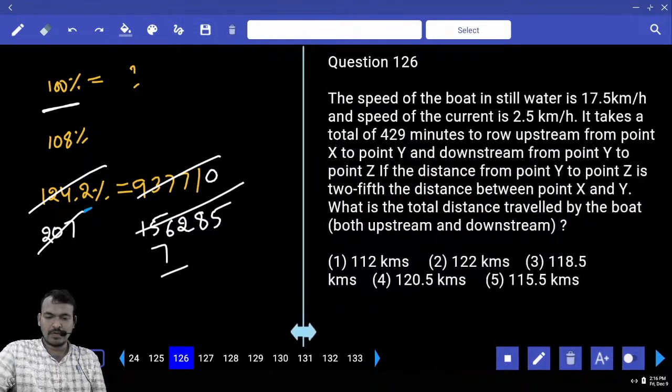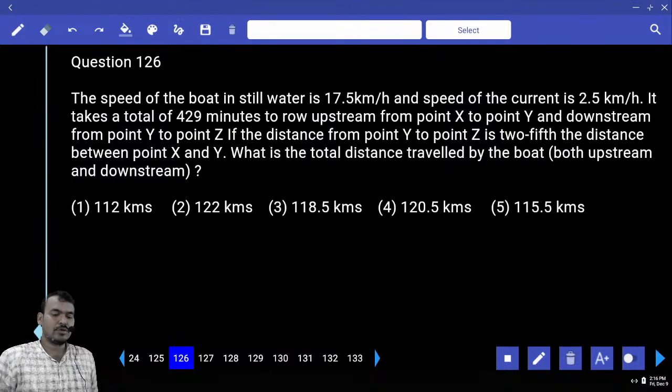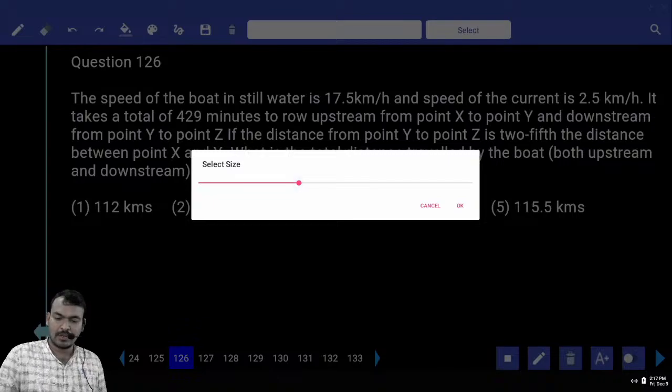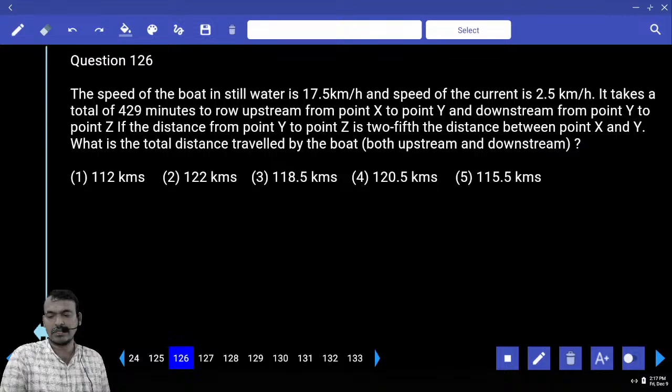Next question number 126. The speed of the boat in still water is 17.5 km per hour, and the speed of the current is 2.5 km per hour. It takes a total of 429 minutes to row upstream from point X to point Y and downstream from point Y to Z. If the distance from point Y to Z is 2/5 of the distance between point X and Y, what is the total distance traveled both upstream and downstream?